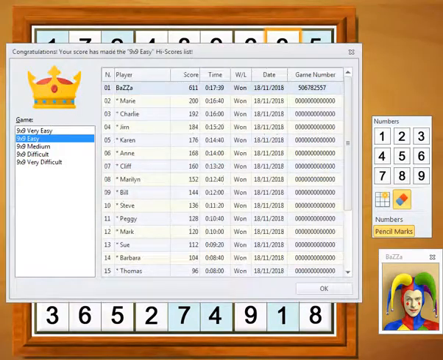And you can see that has only taken us 17 minutes to complete on easy.